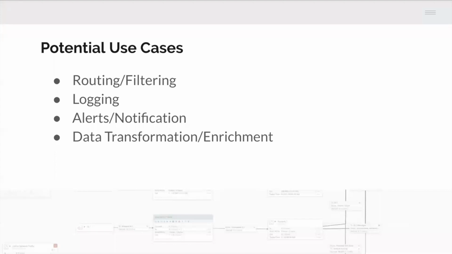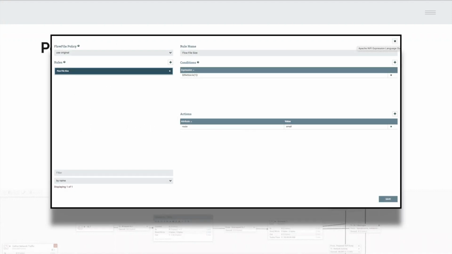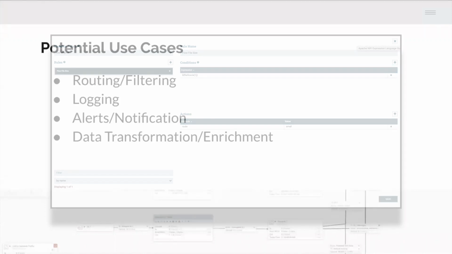Also, data transformation or some type of enrichment. Maybe there's some change to data we need to do. Maybe we need to update attributes. And in fact, NiFi already has a processor called update attributes that does the same thing. It has a concept of rules. You define one or more rules there to highlight what conditions need to be met, and then you apply some particular action to update an attribute. So that's one type of example.